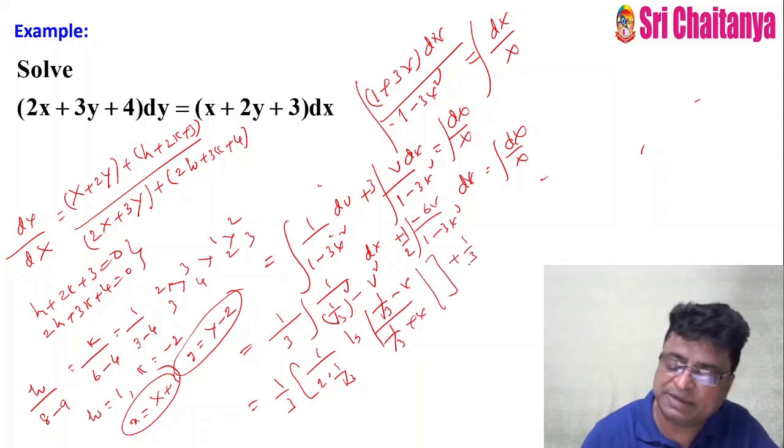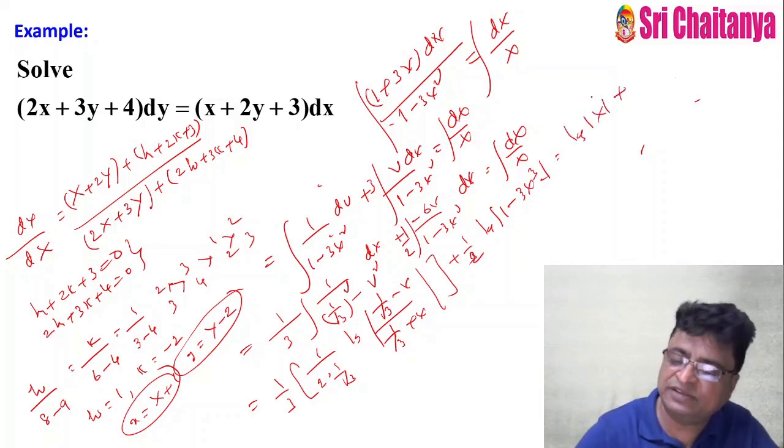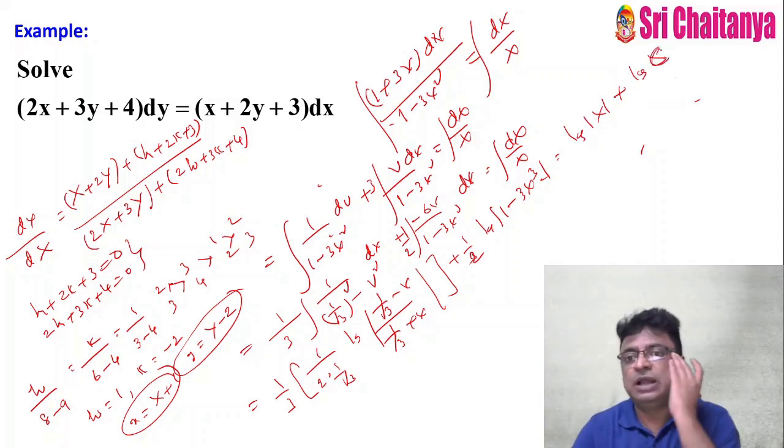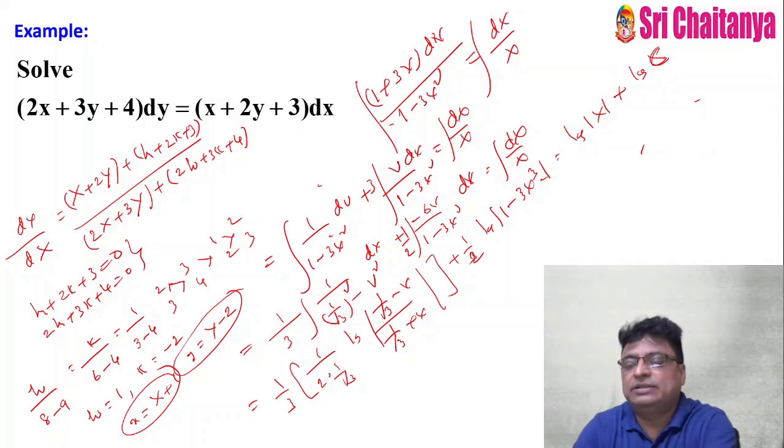and this is f dash x by f of x, half into log mod 1 minus 3v square or v cube is equal to, this is log mod x, plus everything is in logarithm, so I can write conveniently that as my log c. Now the entire, this is the solution.